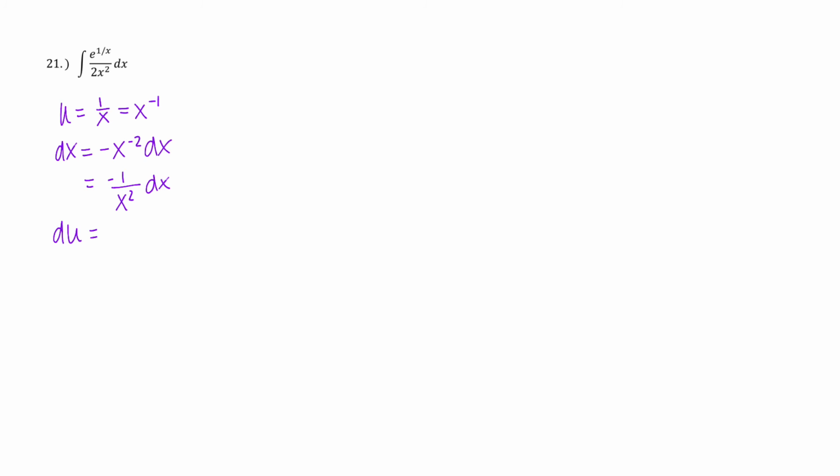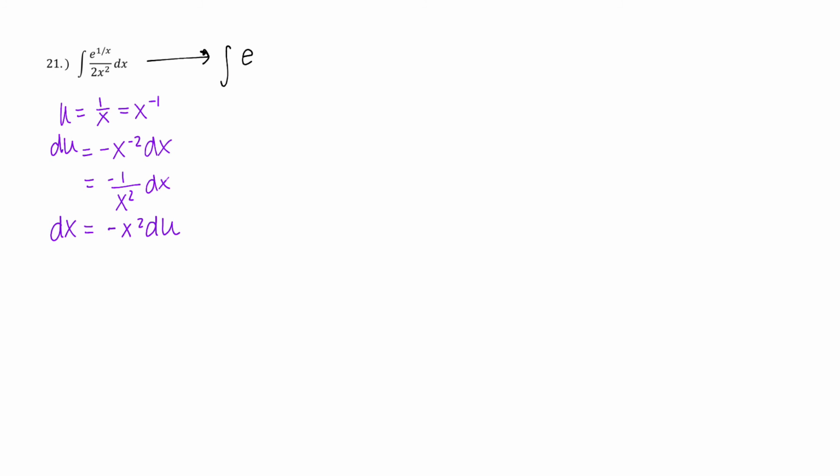and then solve for dx. Oops, this guy right here should have been... Okay, hold on. This should be a du. We are solving for dx here. There we go. Much better. We had a du. We're solving for dx. That's going to be negative x squared du. Just flipping it upside down. You get x squared over negative 1, which is negative x squared.